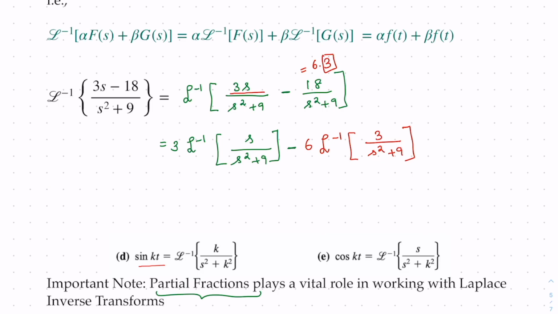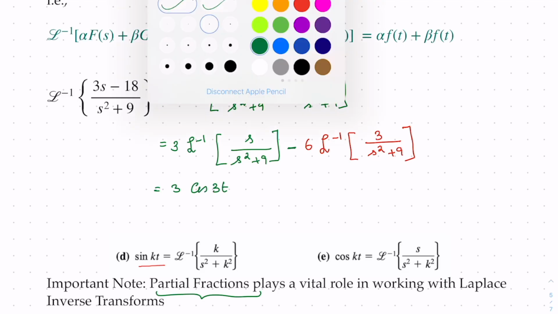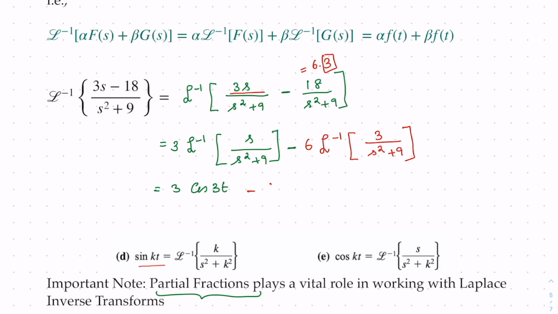When I do that, what I'm going to get here is 3 times cosine 3t, and I'm going to have negative 6 times sine 3t, right? And that's the answer for this. Again, thanks to this linearity property that makes our life much easier in terms of working with that.